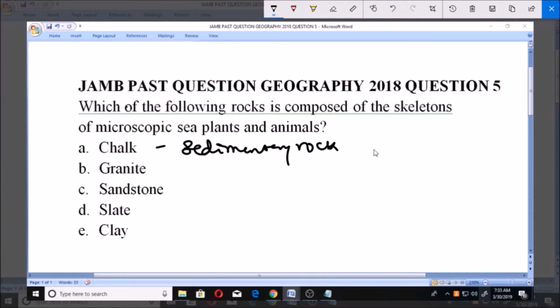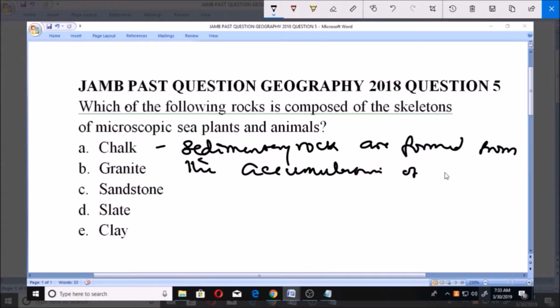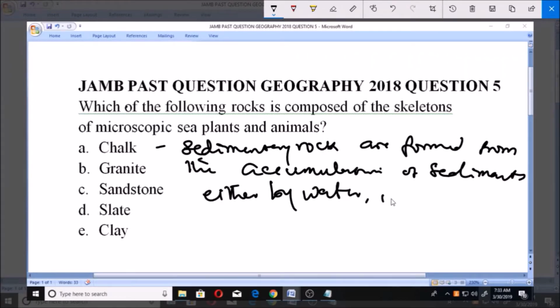And sedimentary rocks are formed from the accumulation of sediments. That is how you form sedimentary rocks, either by water, ice, or wind. These are agents of movement of the air that cause the accumulation of sediments. Now they occur in layers or strata.